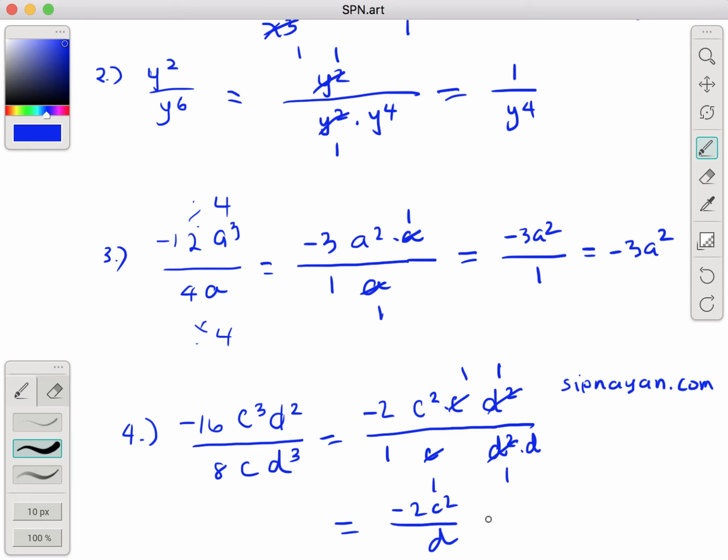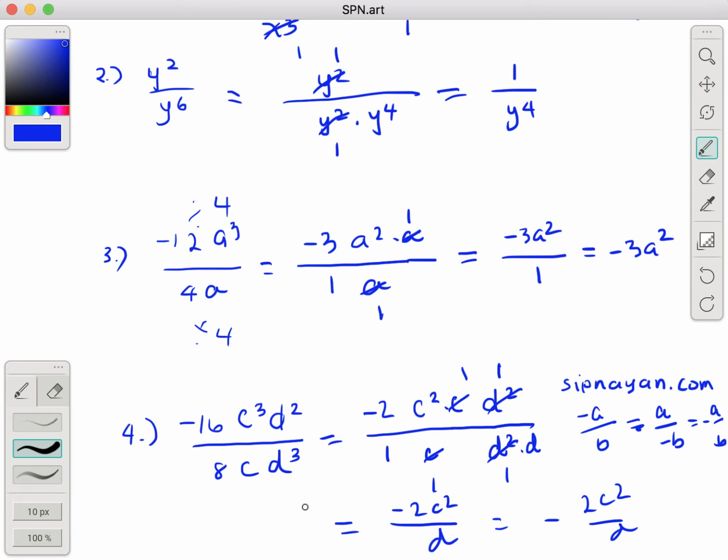Minsan pag may negative tayo sa taas, nilalagay natin sa gitna. So, negative 2c squared over d. This is because of the property na negative a over b is the same as a over negative b, which is the same as negative a over b. Nasa gitna.